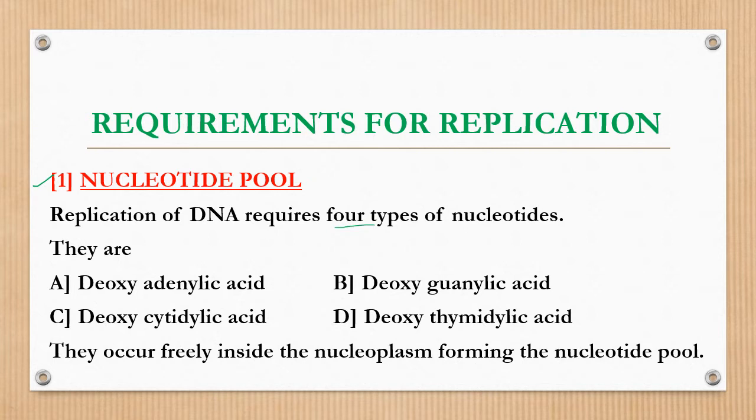That is deoxyadenylic acid, deoxyguanylic acid, deoxycytidylic acid, and deoxythymidylic acid. These are all nucleotide names. Where are they present? All these 4 nucleotides are present in the nucleoplasm.